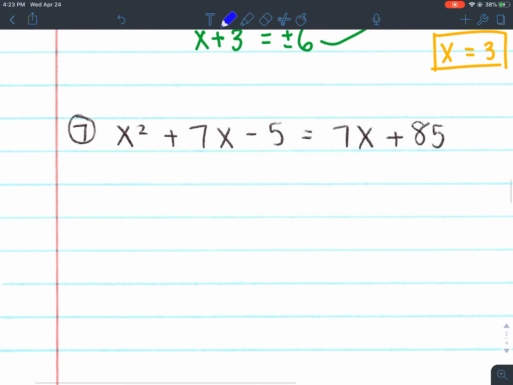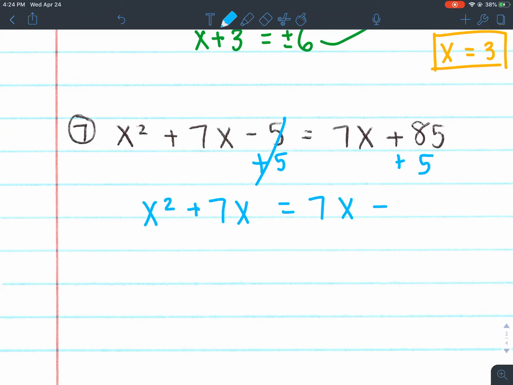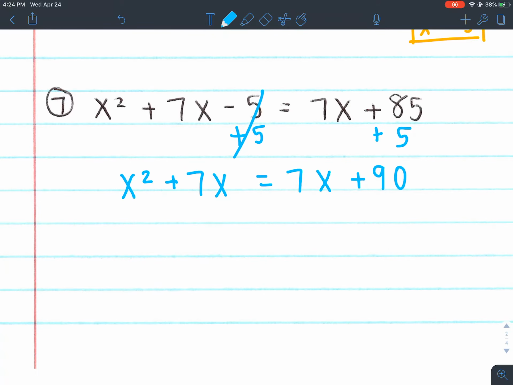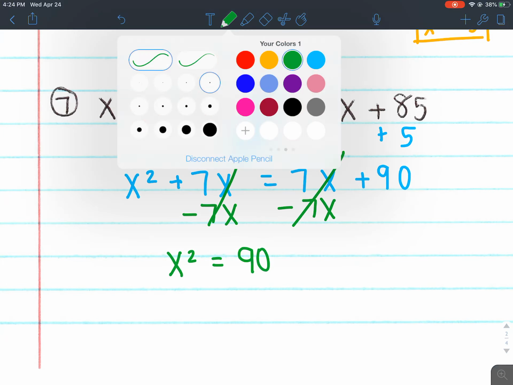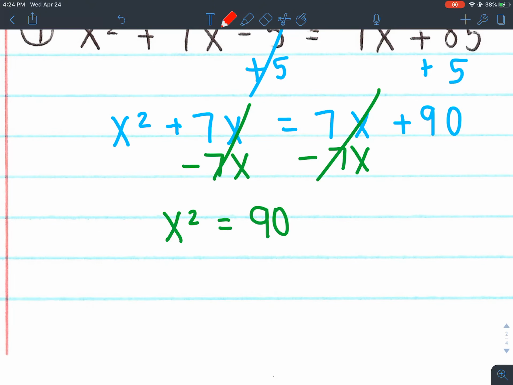And then lastly, number 7, we're going to do the same process that we've been doing. We want x squared by itself. So the first thing I'm going to do is add that 5 to get rid of the 5 over there. x squared plus 7x equals 7x plus 90. Okay? And since x squared is still not by itself, I'm going to subtract 7x on both sides. x squared equals, now what happens to my 7x's? Well, they both cancel, and I just have x squared equals 90.